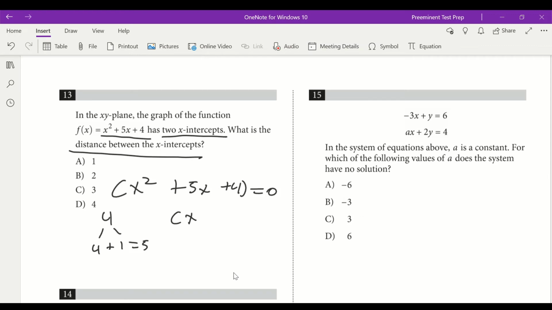So we know that we can simplify this to x plus 4 times x plus 1. And now we know our zeros then are going to be x equals negative 4 and x equals negative 1. Now we need to know the distance between these two zeros. So what's the distance between negative 4 and negative 1? Well, the distance between those will be 3. So our answer will be C.